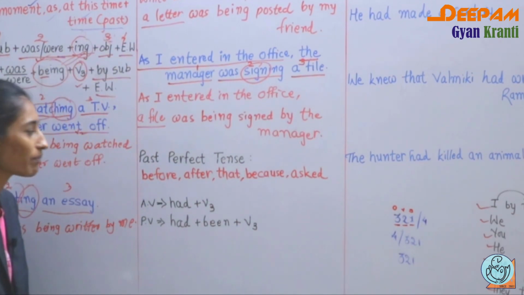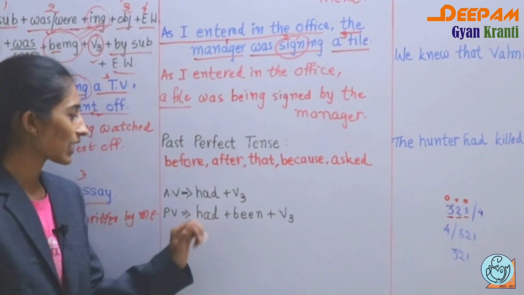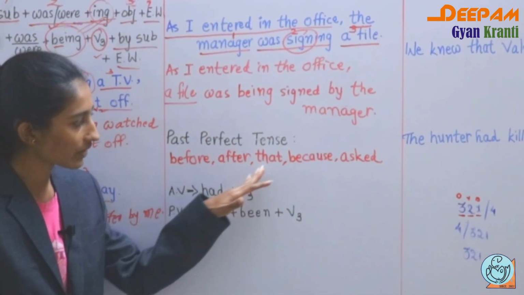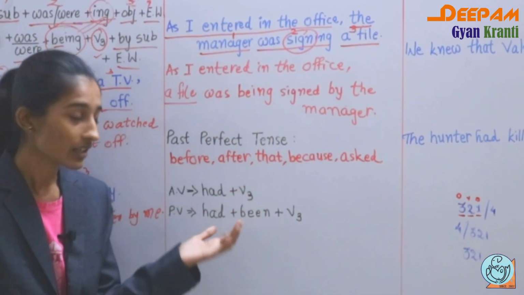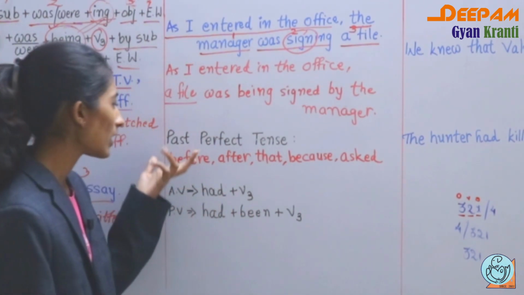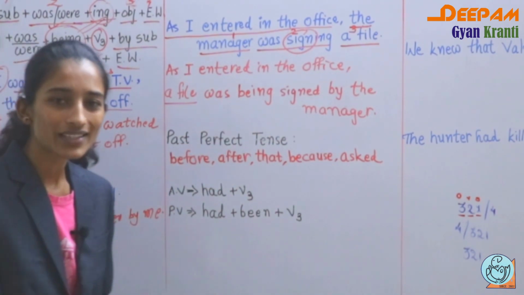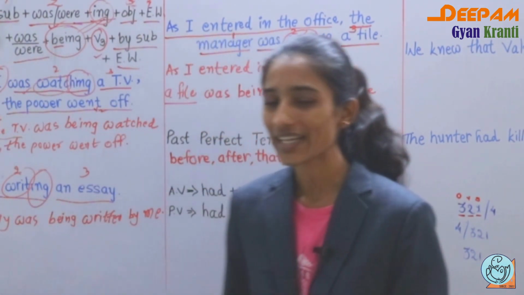Now the next one is past perfect tense. So which are the keywords to find past perfect tense? Before, after, that, because, asked. If these words are there in the sentence, then you can easily find out that it's past perfect tense. So let's check the sentence formation of active voice.